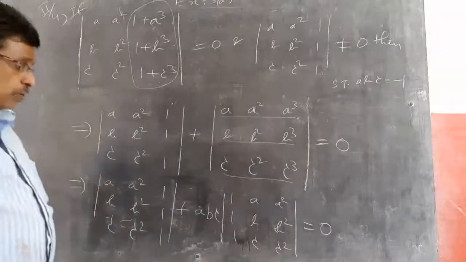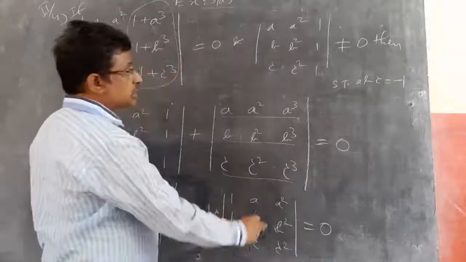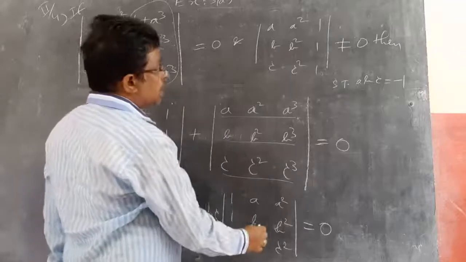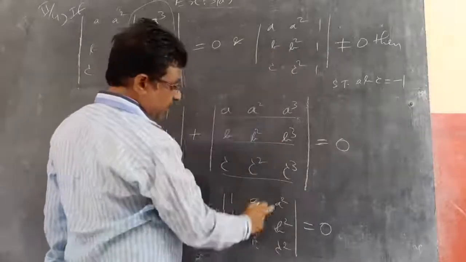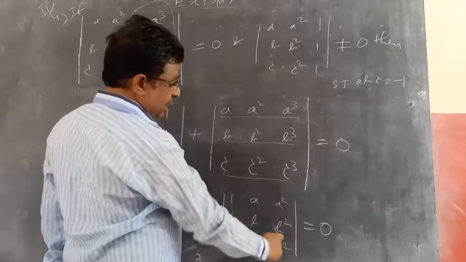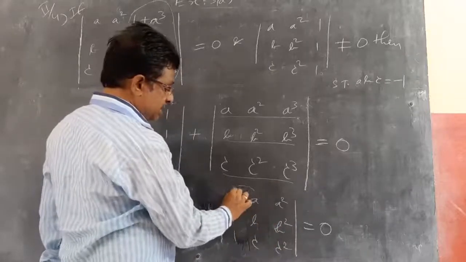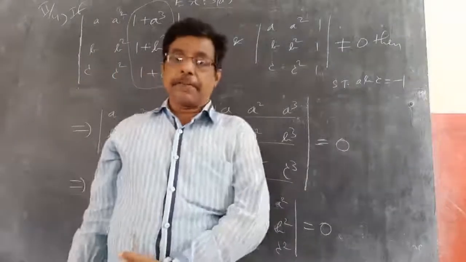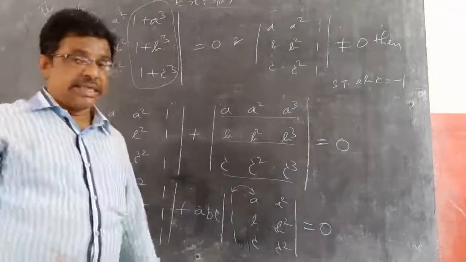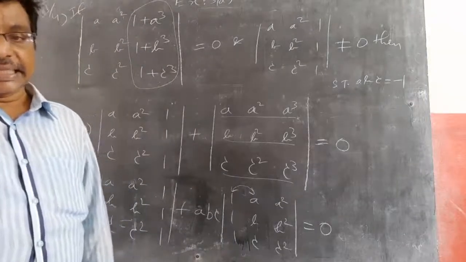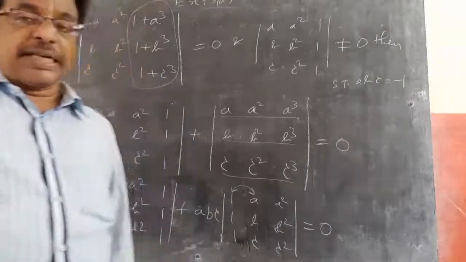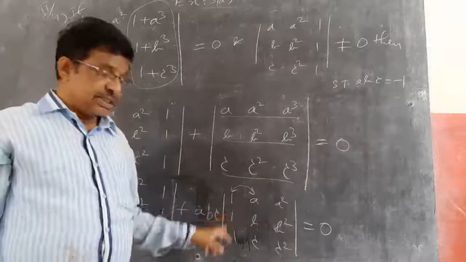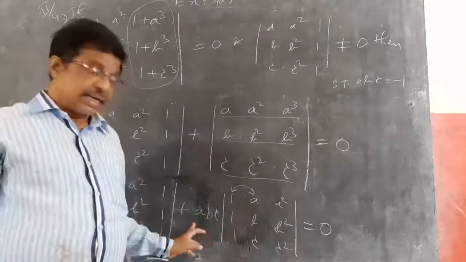Now if I interchange these rows or columns, I need to get this. So I will interchange the columns. I need a square, b square, c square here, and I need 1, 1, 1 here, a, b, c here. So I will interchange these two first, C1 interchanging with C2. According to our sixth property, if any two columns are interchanged, then it is changed by sign. So I will get a negative sign here.